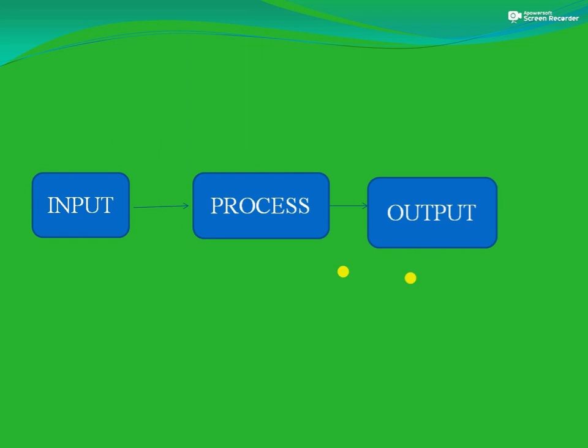Students, when we work on our computer or PC, we have to give input to the PC with the help of a keyboard or any other input device. The CPU then processes it and gives us our desired output. For example, give input as 10 minus 5. The computer processes it and displays the output as 5.